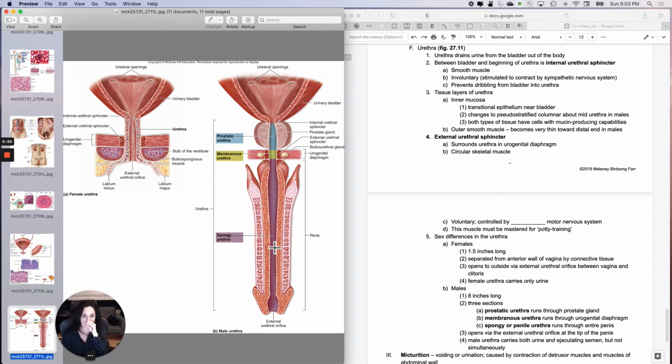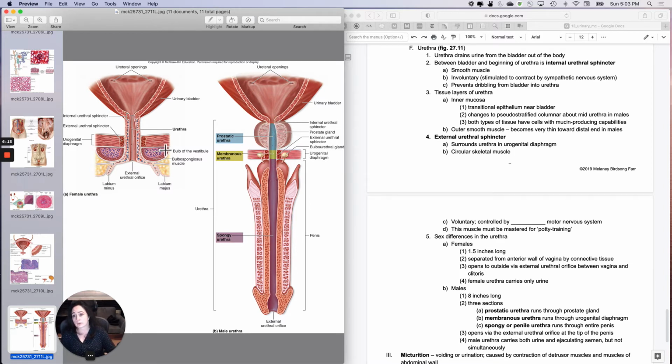It's a unique tissue. And both types of tissues have mucin producing capabilities. So when you mix mucin with water, you get mucus. Then you are going to have smooth muscle also in the urethra. Toward the distal end of the urethra, the smooth muscle is gone in males. And then the external urethral sphincter is in the same place in males and females as well.